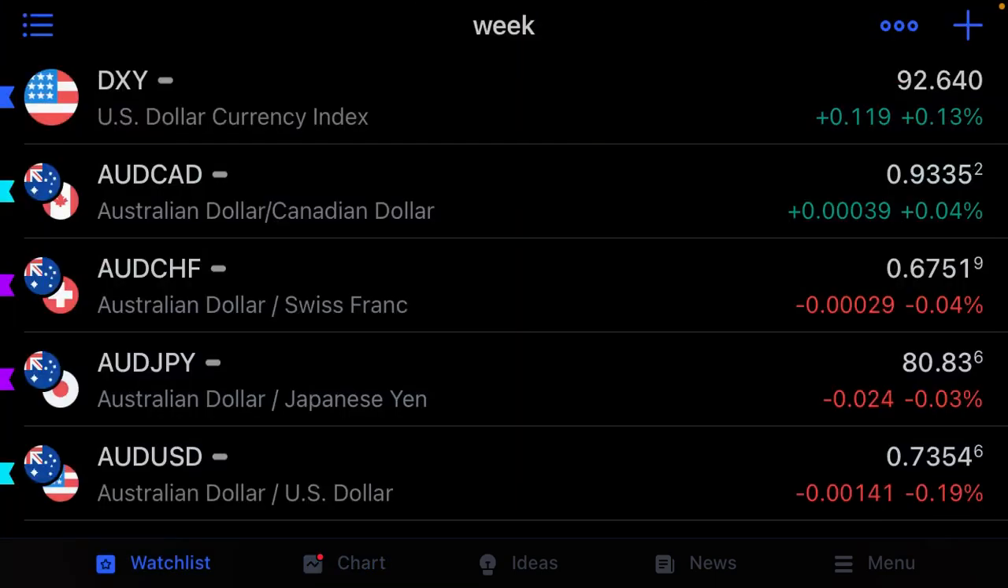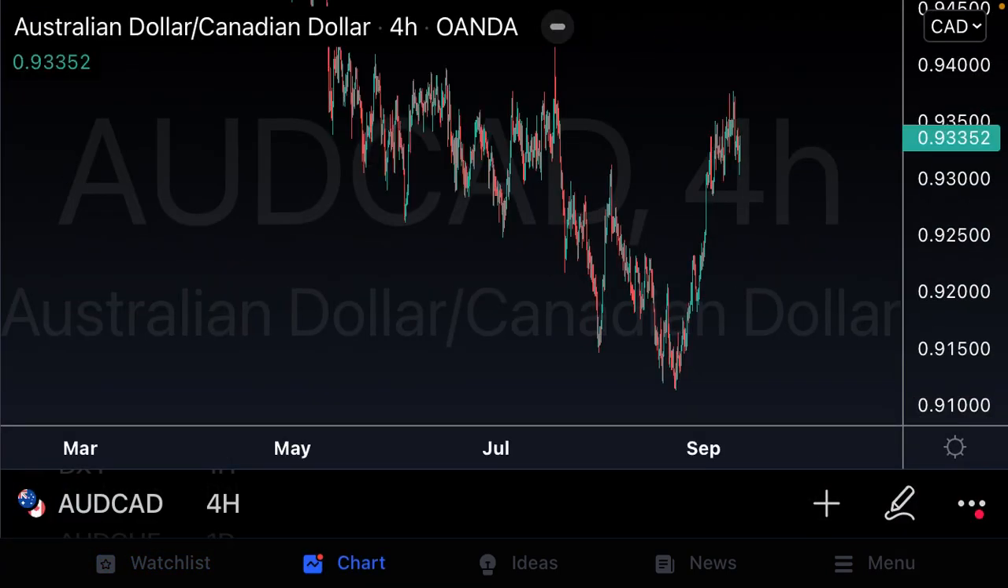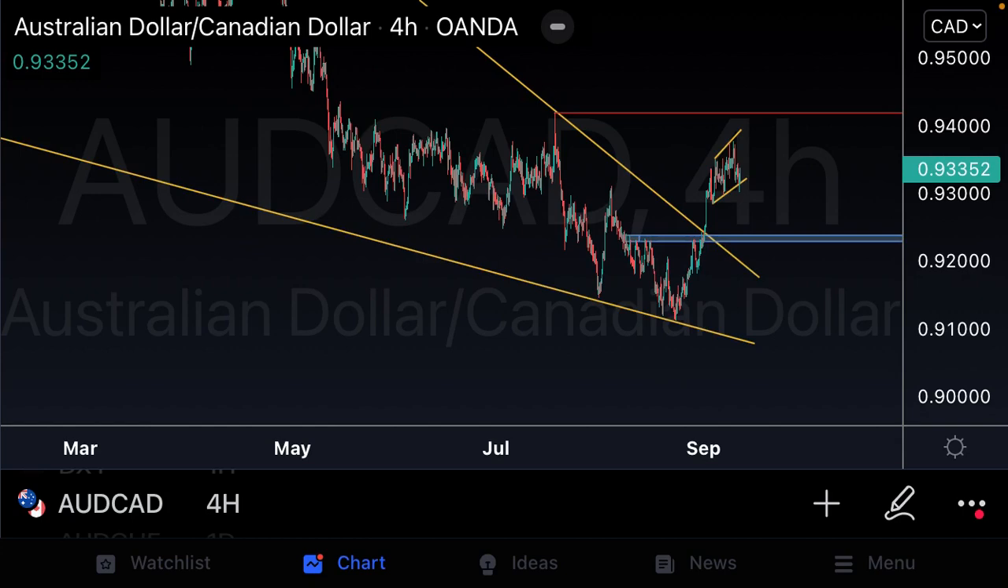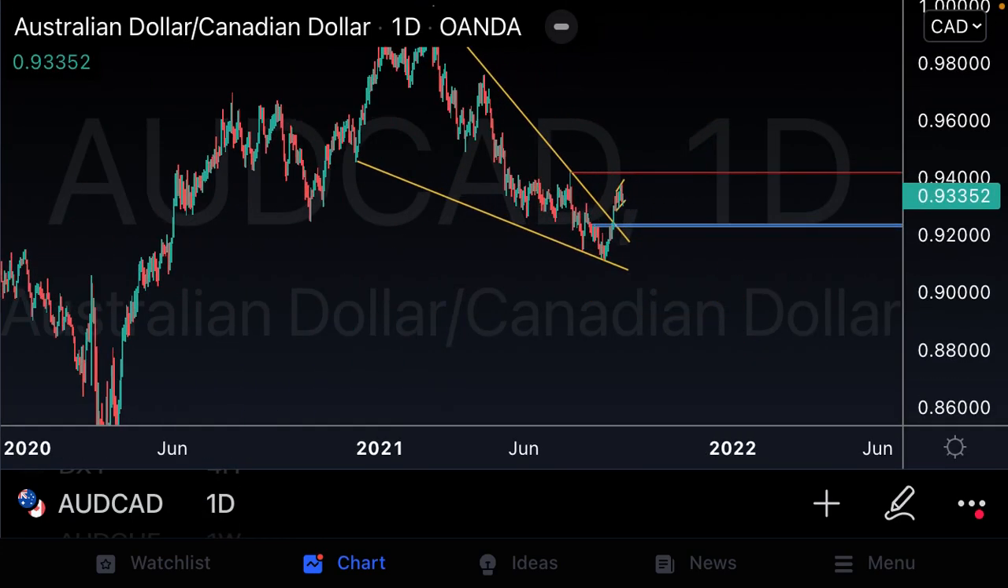Let's get into one of our currency pairs, and we're gonna be starting, guys, with some Aussie CAD. Now for Aussie CAD, guys, let's start off on the daily just so that we can reference this nice beautiful daily structure.